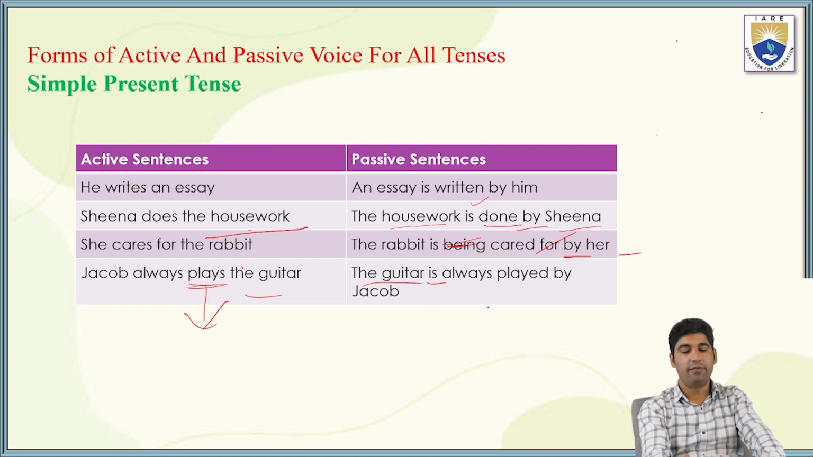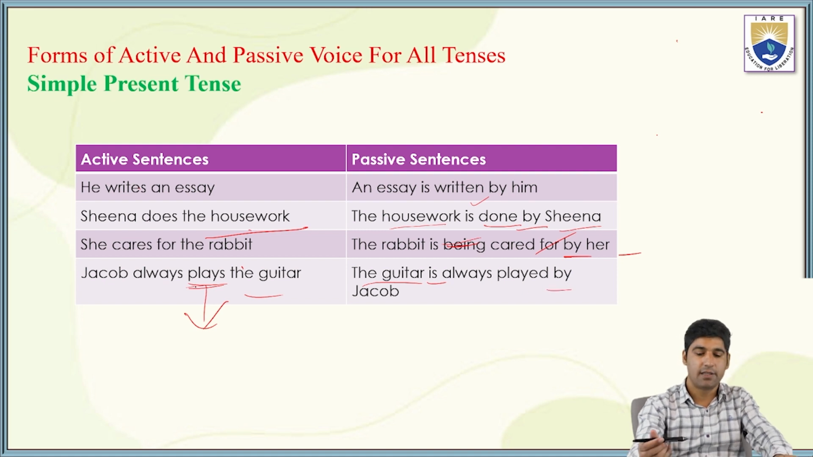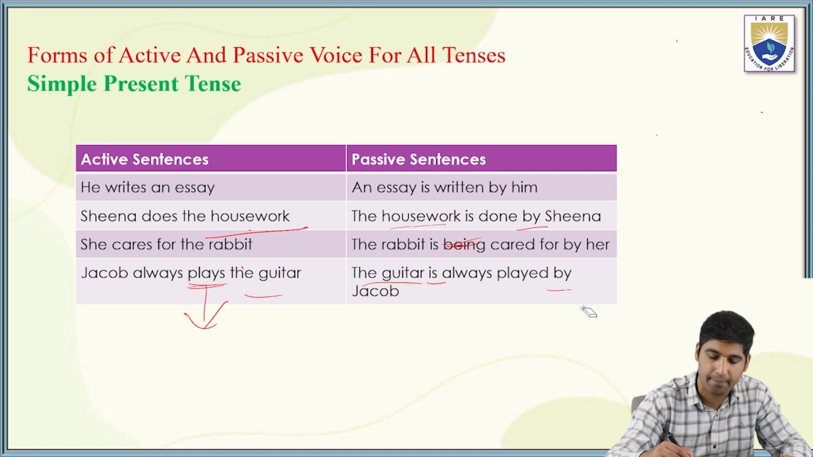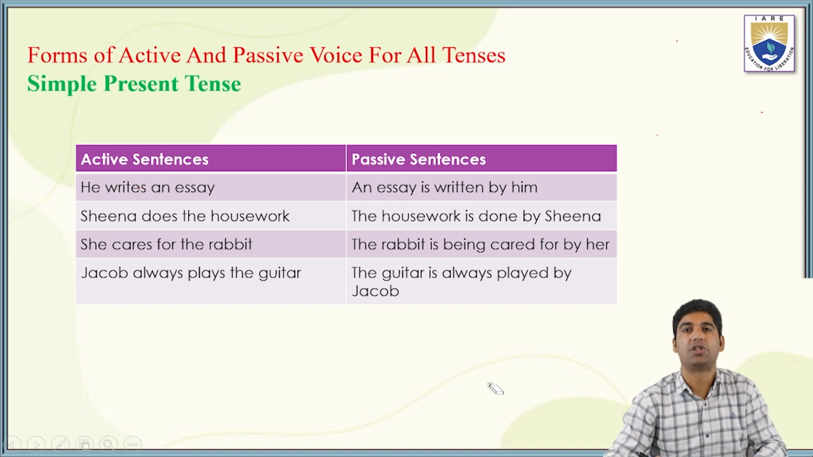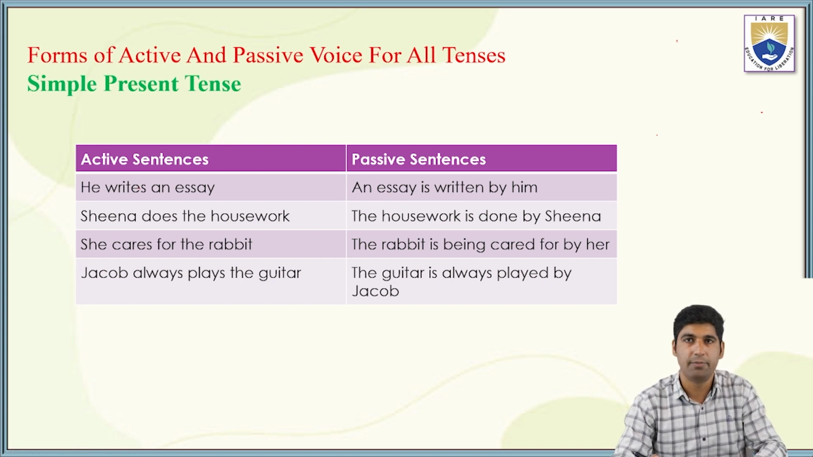The guitar is always played. So we have the third form of play, played. Then the preposition by, and Jacob is the name. It will remain the same, by Jacob. So there is no conversion in the name. The name remains the same, because Jacob is Jacob only.